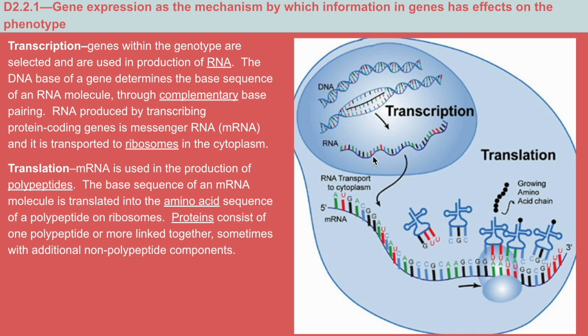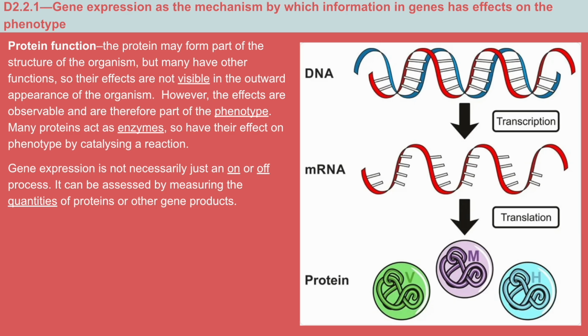Remember that transcription occurs in the nucleus as DNA is made a copy of a portion of it, called a gene, into mRNA. That mRNA then exits the nucleus, and a ribosome then translates it into a growing amino acid chain called a polypeptide, which then folds into a protein. Okay, proteins can form part of the structure of an organism, but many have other functions, so their effects are not necessarily visible in the outside appearance of an organism, but the effects are still observable and are therefore part of the phenotype. They could be enzymes, and so their effect on the phenotype could be by catalyzing a reaction.